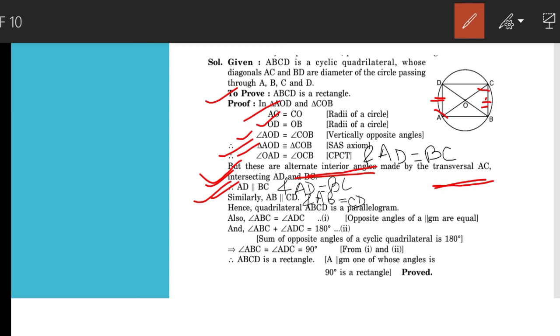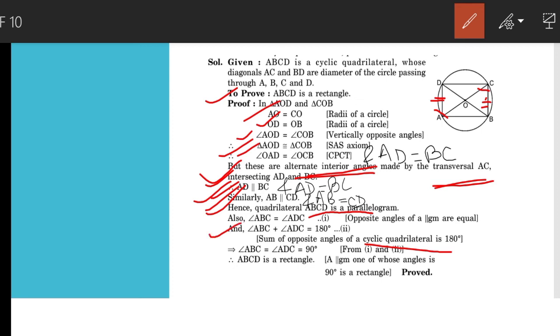With the previous congruency proof, we can also say that AB and CD are parallel to each other and they are equal to each other. So together we get ABCD as a parallelogram. Now, since it is a parallelogram, opposite angles are also equal. So angle ABC and angle ADC are equal. But it was previously given that it is a cyclic quadrilateral. So the sum of the opposite angles of a cyclic quadrilateral is 180.